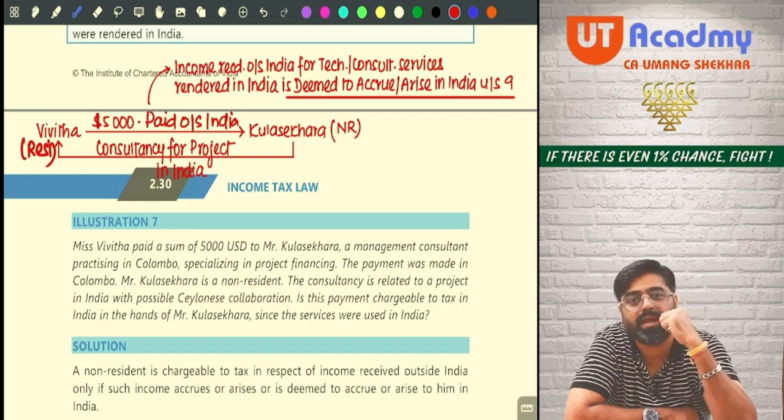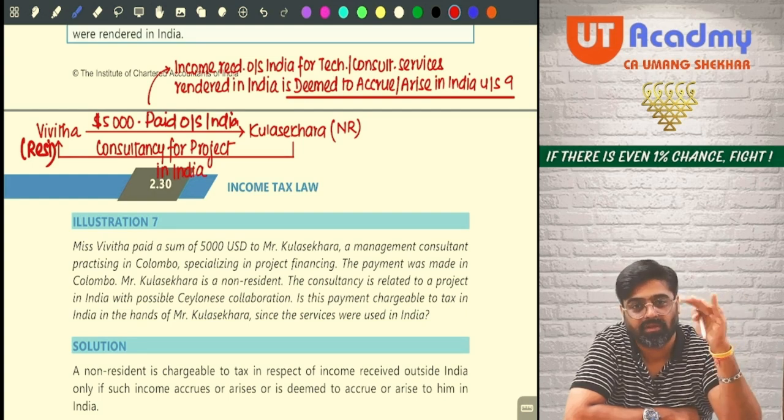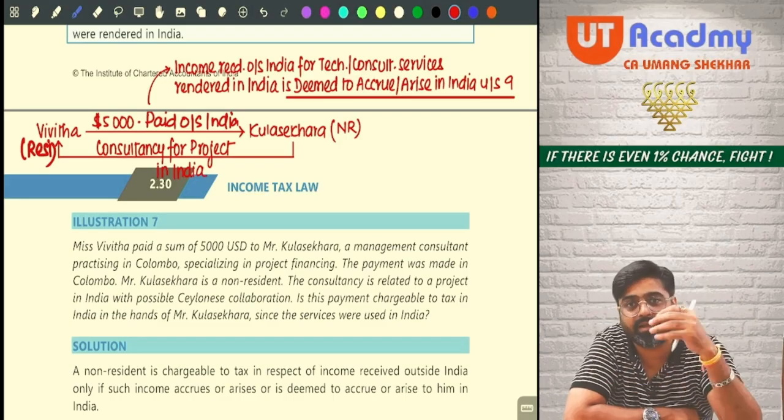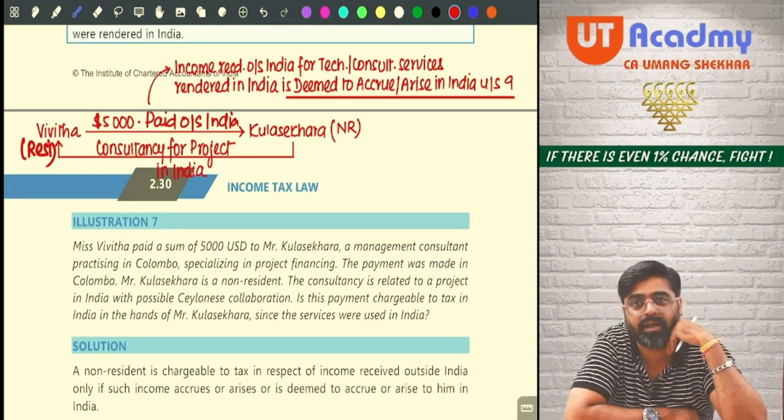Now for Kulsekara, if this income is covered by section 9, meaning this is Indian income, then even if Kulsekara's residential status is non-resident, tell me, will it be taxable for him in India? The answer is yes. It is his Indian income. He'll have to pay tax on this income. $5,000 is his Indian income. Converted into INR, on that he'll have to pay tax in India. Sure, everyone?